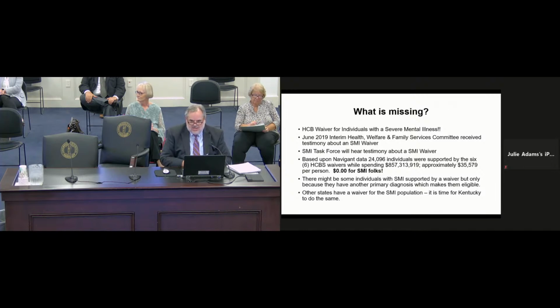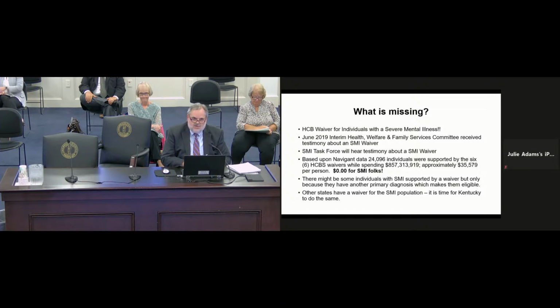I want to point this out. This is off the Navigant report data. About 24,000 people, $857 million, $35,500 a person, $0 to people with severe mental illness. There may be some who are in a waiver, but not because they are severely mentally ill. It's because they have an intellectual developmental disability, have a physical disability, maybe elderly, may have acquired brain injury.